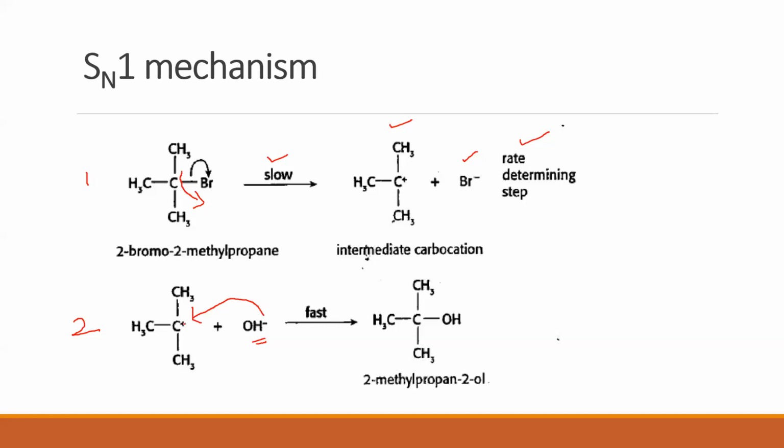Whereas, what about SN1? Should the nucleophile be strong? Think about it, look at the mechanism.